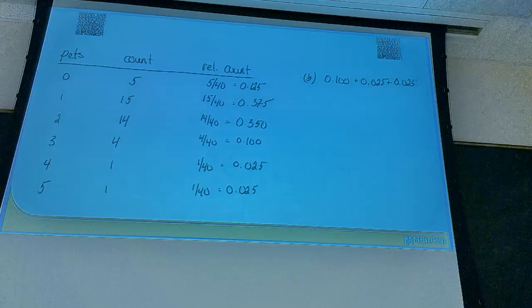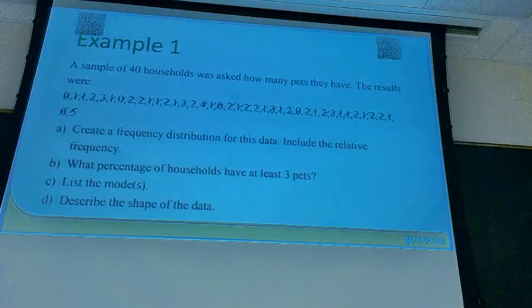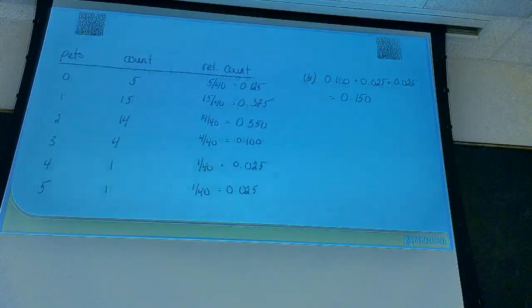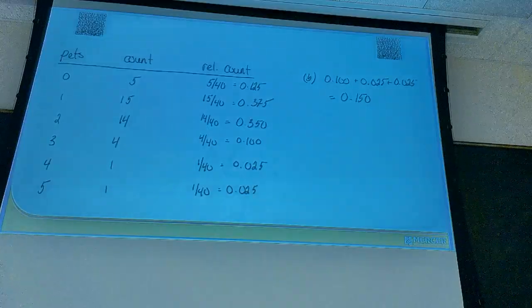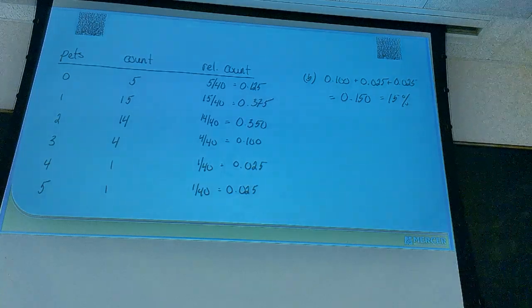You can just add up those frequencies. Which is what? 0.150? But that's not what they were asking. Percentage. What's 0.150 as a percent? 15% of households have at least 3 pets.